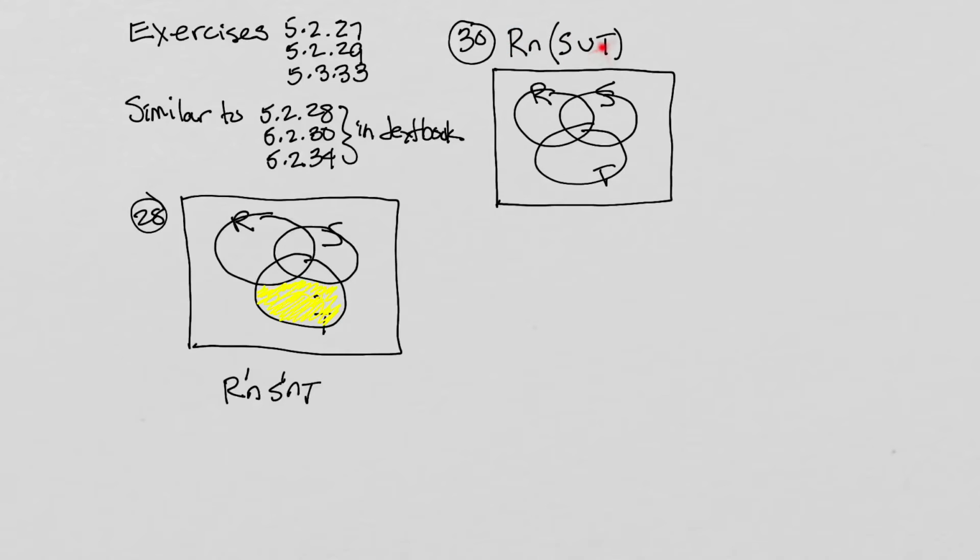So in this problem, we're looking for all the elements that are in R as well as S union T. So why don't we try it this way? Let's get the union first, and let's work inside the parentheses. S union T. So we want everything in S and T lumped together. Maybe we can do that this way.